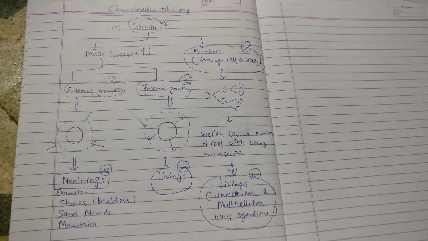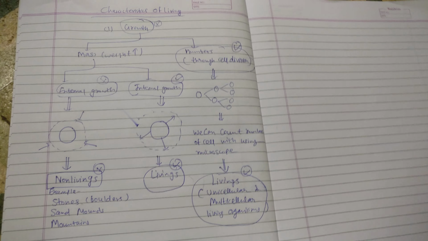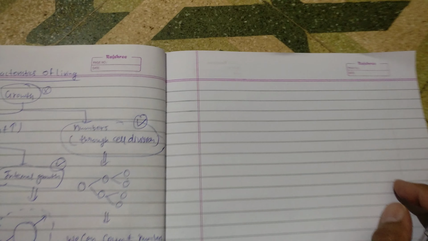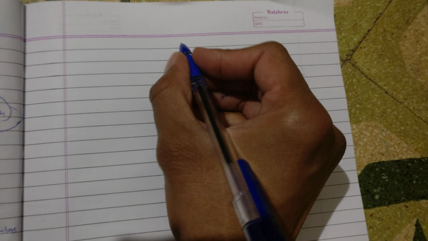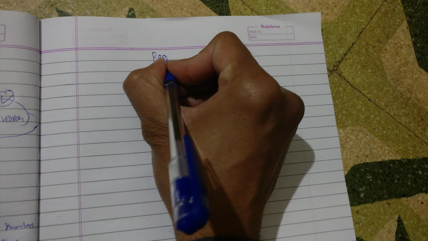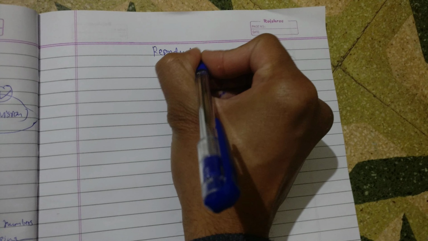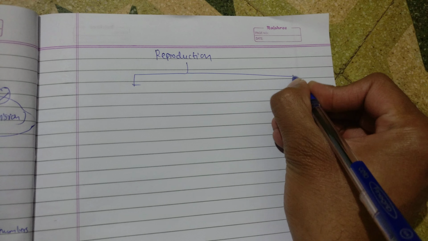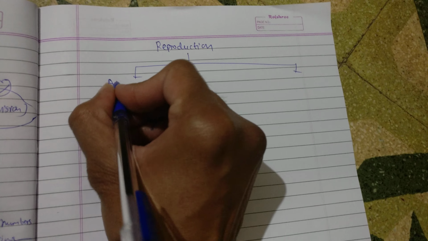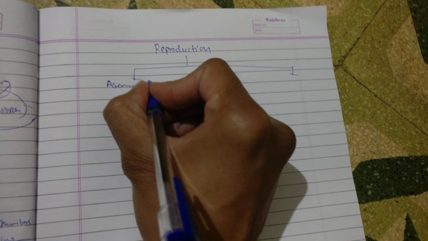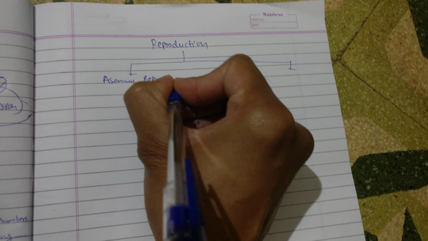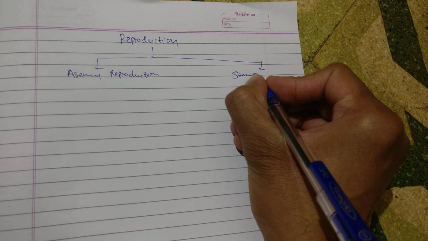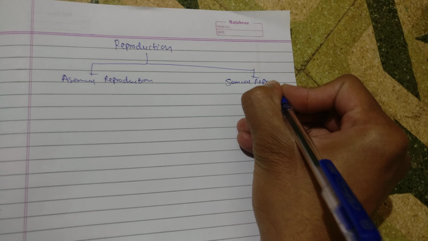Next we're talking about another characteristic. The next characteristic is reproduction. Reproduction is again of two types. First is asexual reproduction, and another is sexual reproduction.